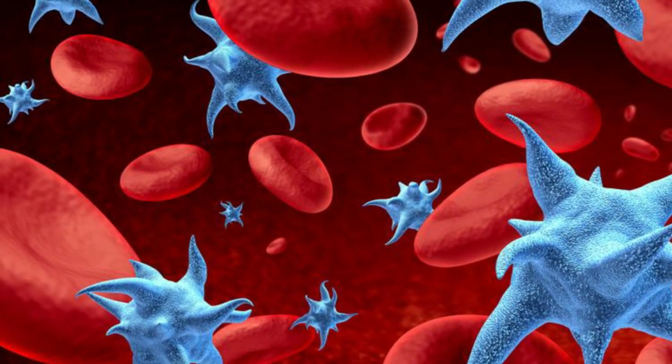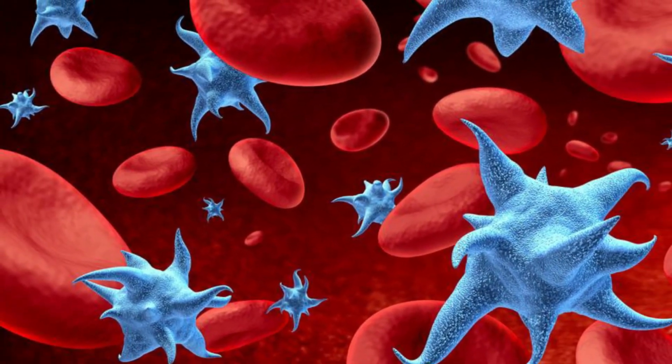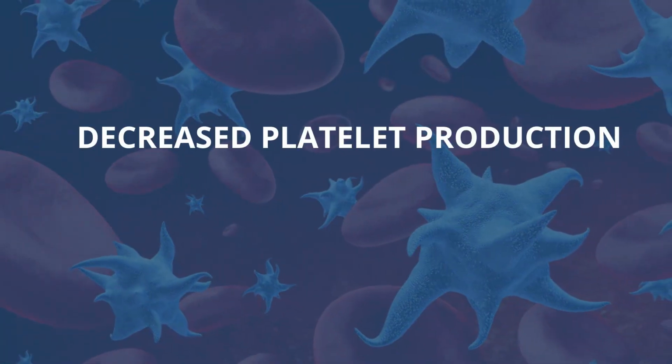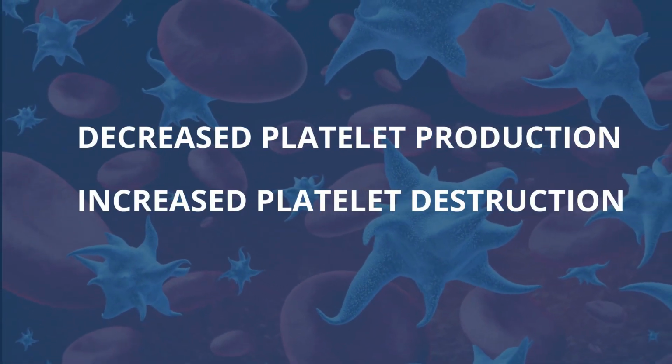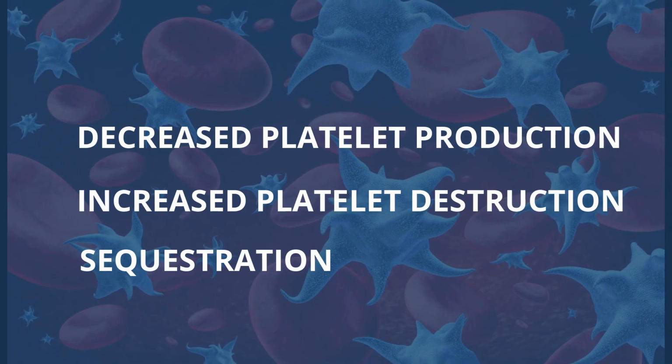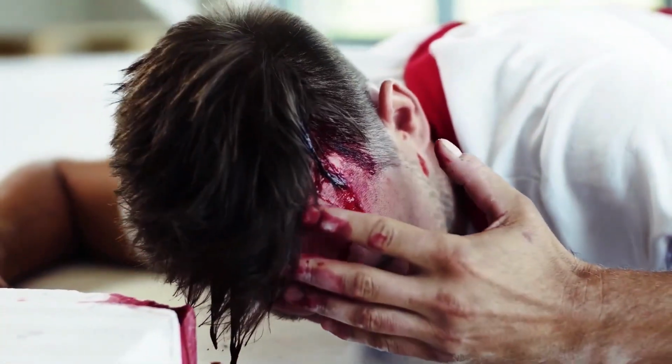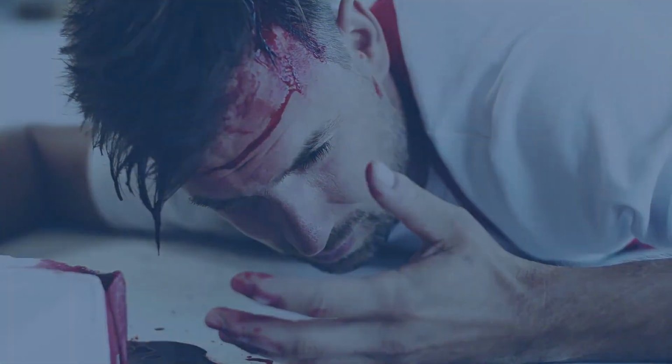Thrombocytopenia is a condition characterized by a low platelet count, which can be caused by factors like decreased platelet production, increased platelet destruction, or sequestration. This condition can lead to easy bruising and excessive bleeding.